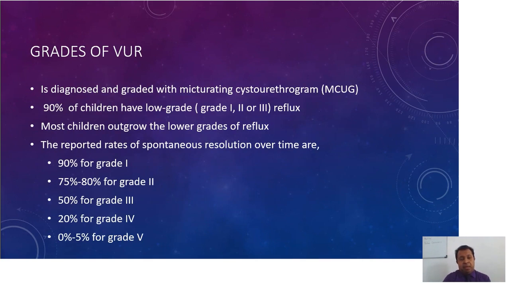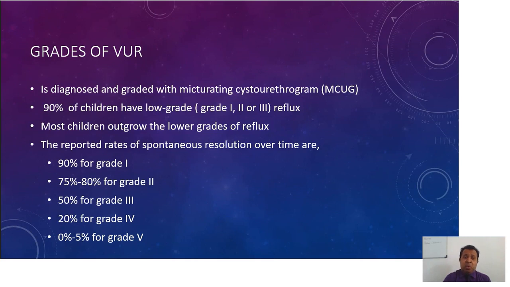With that background, we will go into a little more detail on reflux. We look at the grading of reflux. We all know there are 5 grades. VUR, or vesicoureteric reflux, is diagnosed and graded with micturating cystourethrogram or MCUG.